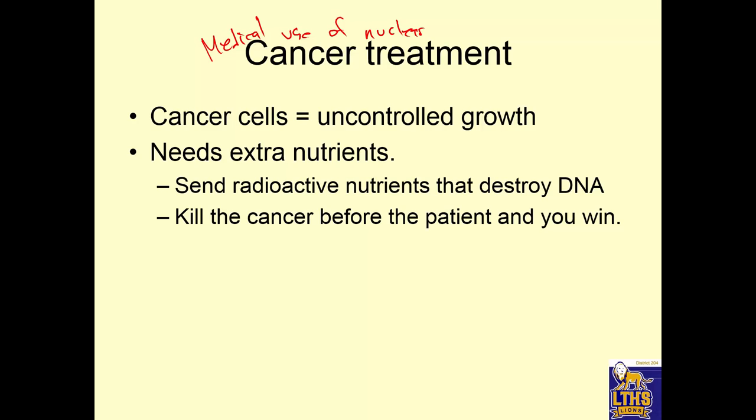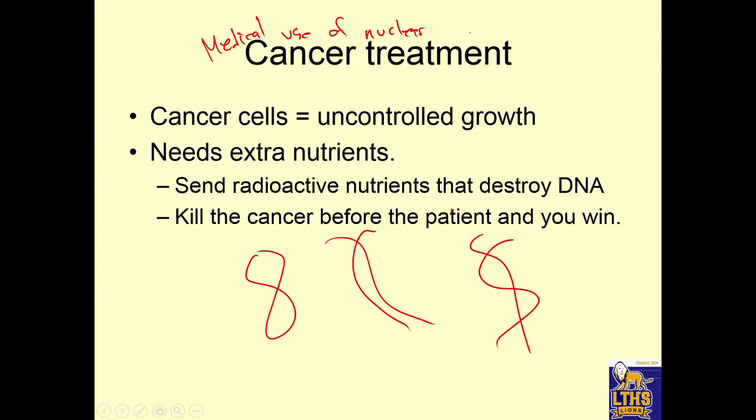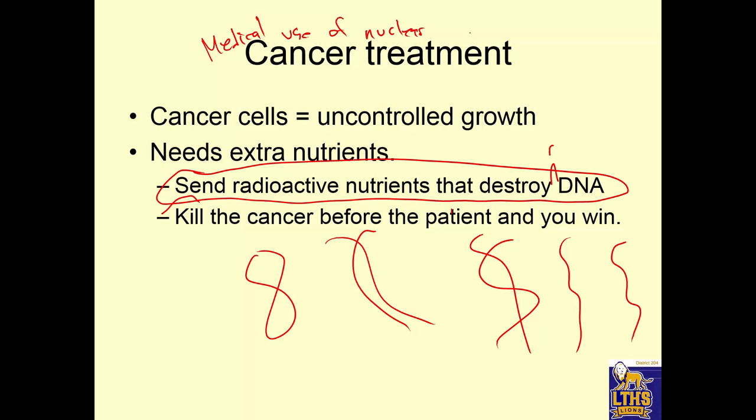Cancer cells are uncontrolled growth. And uncontrolled growth needs extra nutrients. So if we send radioactive nutrients that destroy the DNA, that will kill the cancer before you kill the patient. So what happens is, when cells are dividing, you know how we have the DNA? There's your DNA. When your cells divide, they separate. And when they separate, radioactivity can kill them. So cancer cells, you need to know that we send radioactive nutrients that destroy replicating DNA. Now remember, all of your cells are dividing sometime or another, right? So the ones that are dividing the fastest are damaged most.